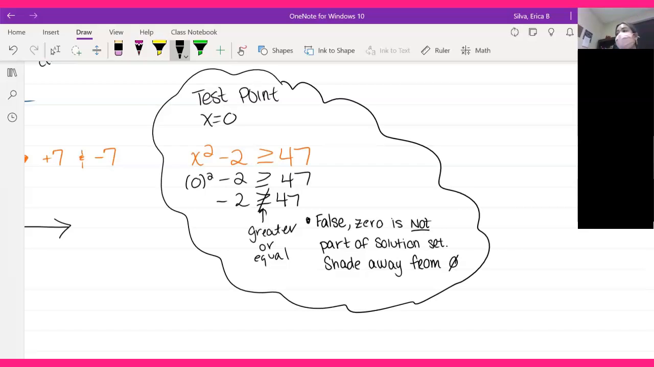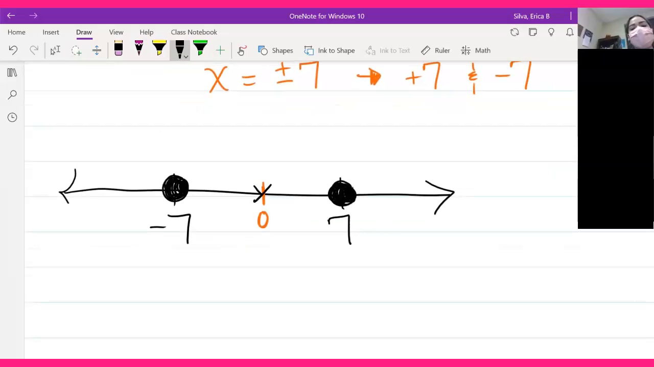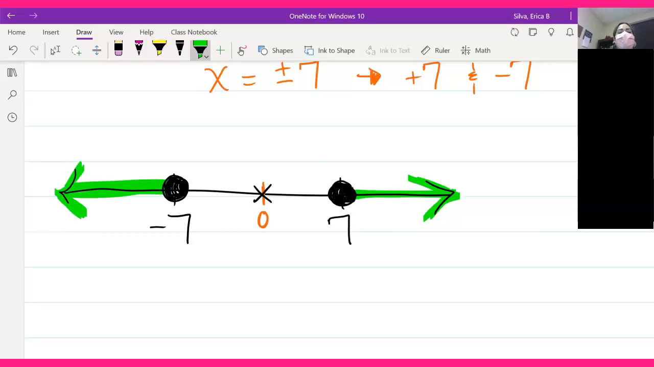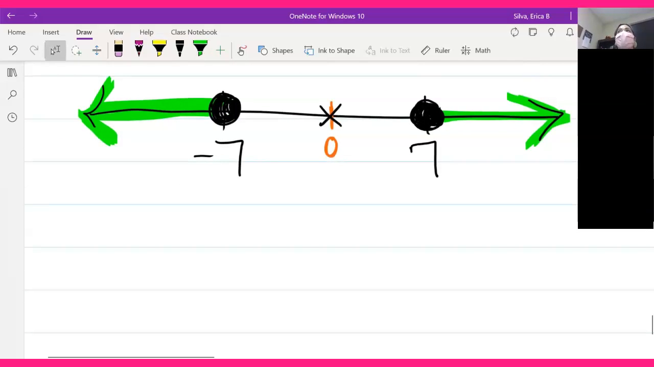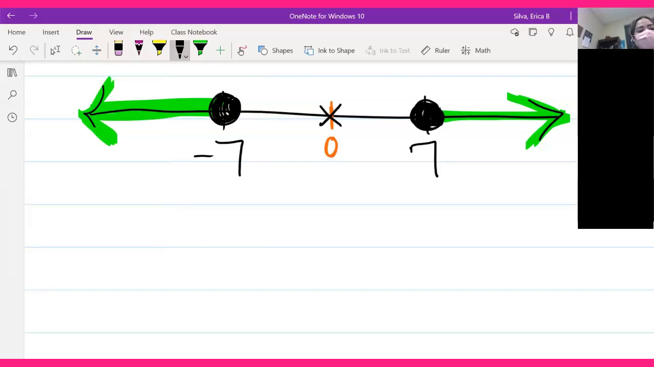So what does that mean in my shading? Because 0 is not part of my solution set, then we're going to shade away from the 0. And that's how we graph that inequality. Now we need to write it in interval notation and inequality notation. So first we're going to do inequality notation.